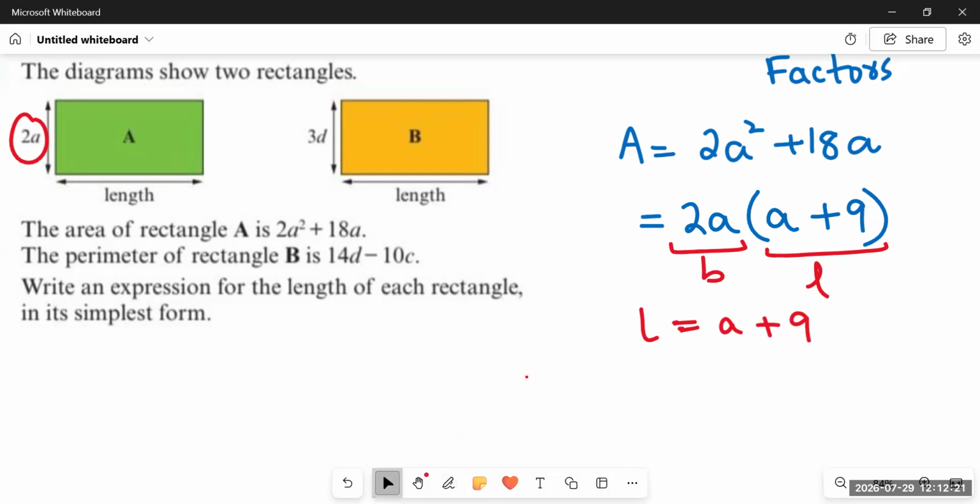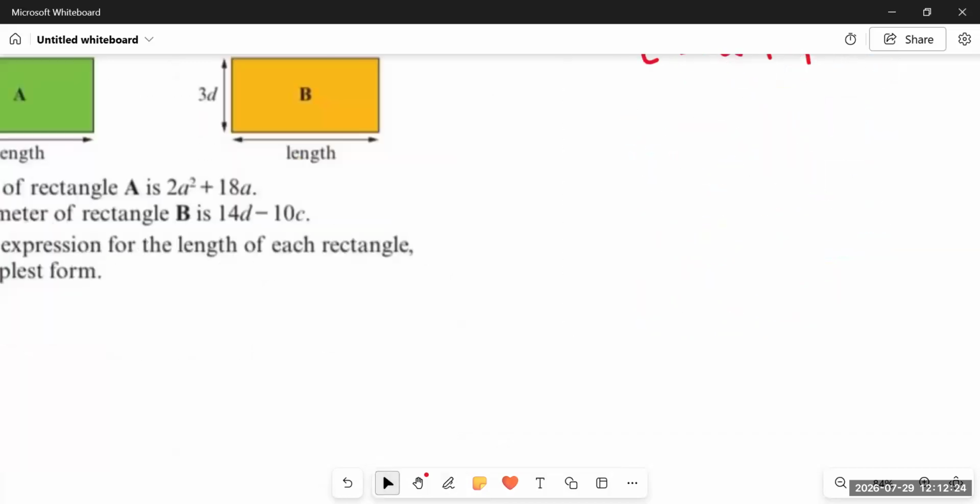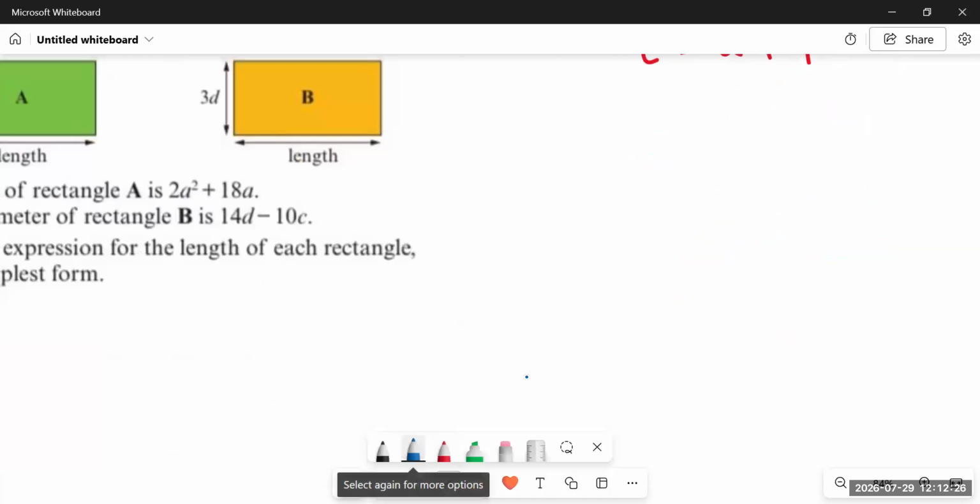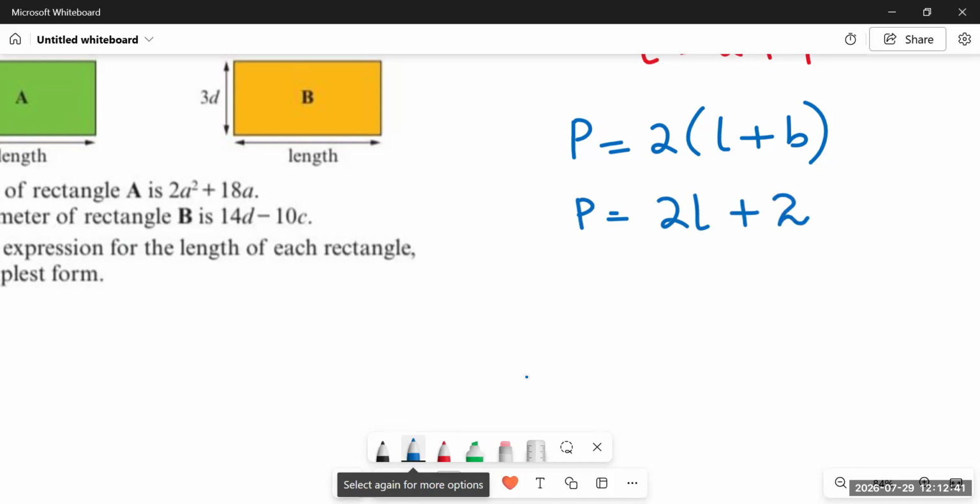And what if the perimeter is given for a rectangle? So we know that perimeter is equal to 2 into length plus breadth, right? So if the length is missing and breadth is given, we can write it like this as well: 2 length plus 2 breadth.